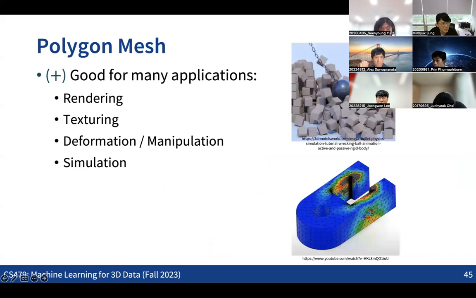What would be the downside, especially in terms of processing the data into a 3D neural network? So in the case that you have polygon meshes, if you want to directly feed this kind of polygon mesh information into some kind of deep learning pipeline, what would be the disadvantages for those cases? Do you have any thoughts?